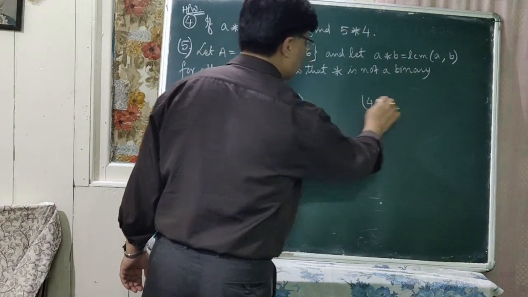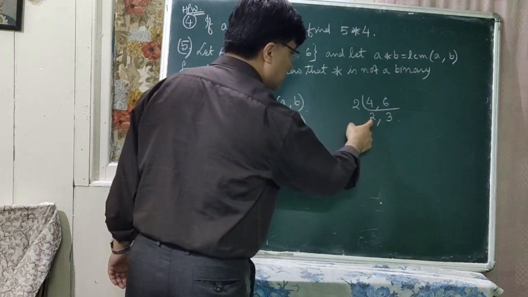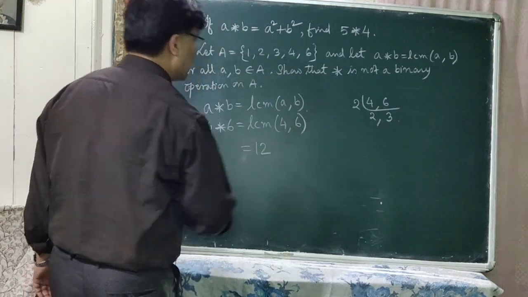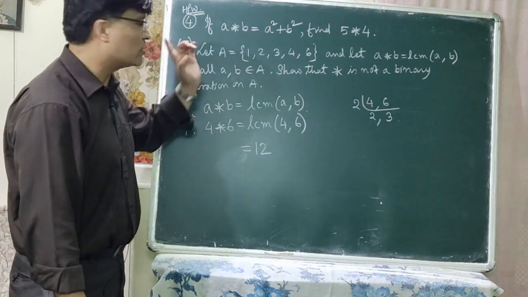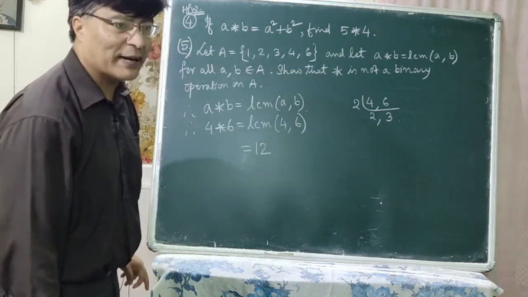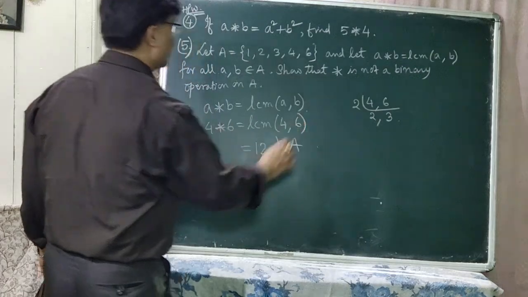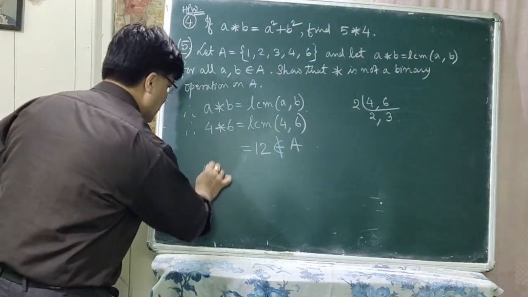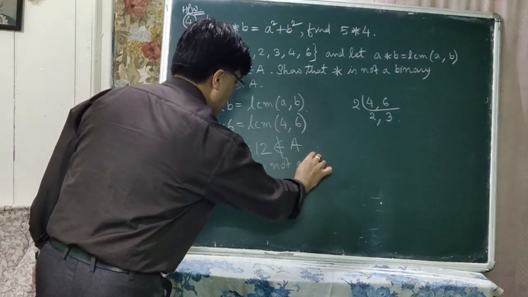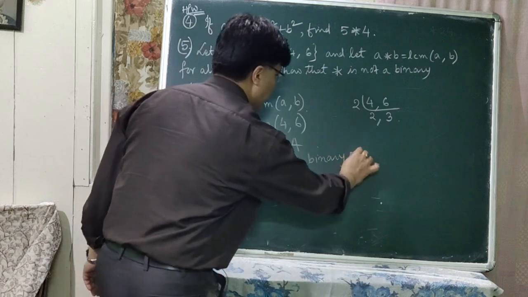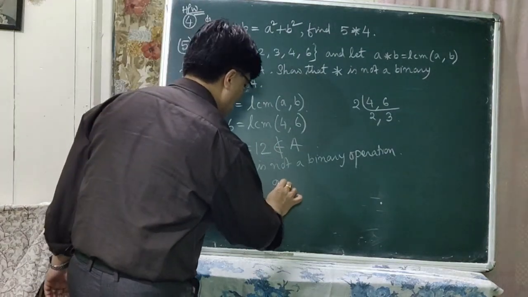What is the LCM of 4 comma 6? First it goes by 2. 2 2s are 4, 2 3s are 6. That means 3 2s are 6, 6 2s are 12. What is the LCM of 4 and 6? That is 12. But does it belong to the set A? No, 12 does not belong to the set A. That means this star is not a binary operation. Is that clear now? So hence star is not a binary operation on the set A.